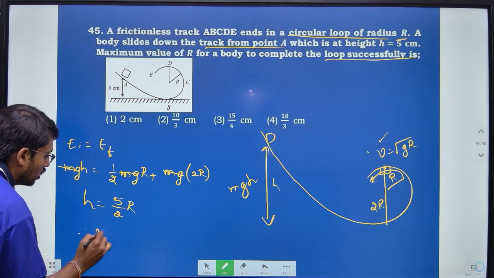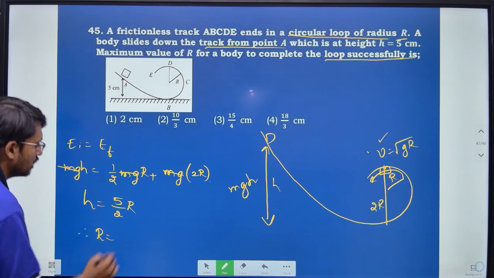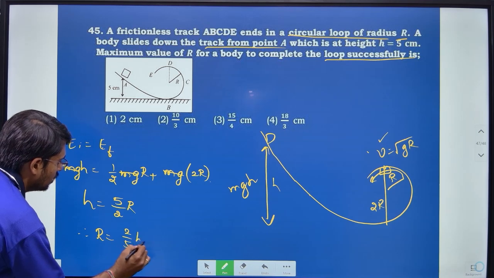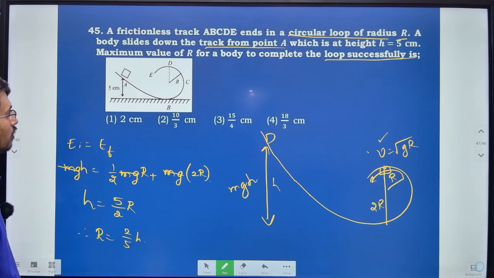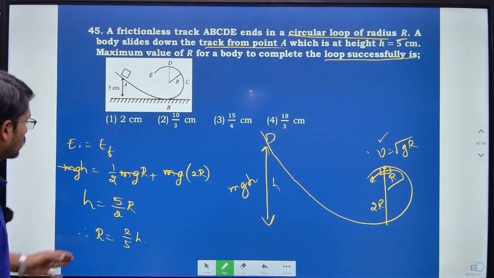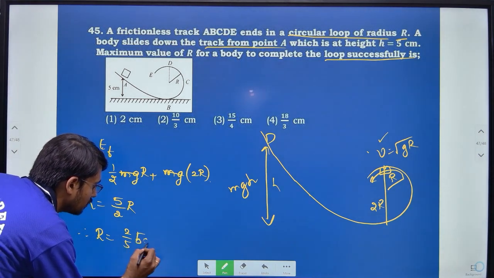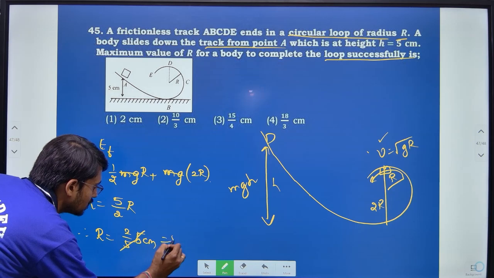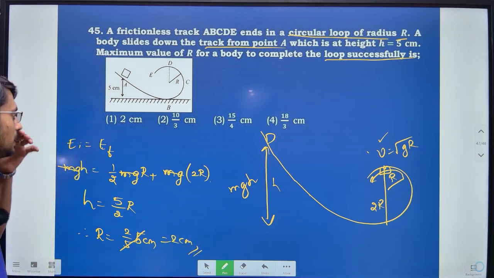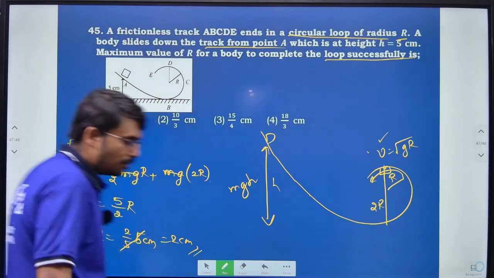So what is the maximum r we can have? That is 2 by 5 times h. What is the value of h here? h is 5 centimeter. When you multiply this, the 5 will get cancelled. So this becomes 2 centimeter. That is option 1, the right answer.